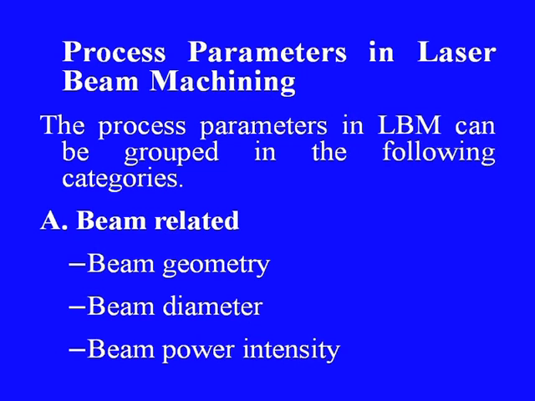Now, let us see the process parameters in laser beam machining. The process parameters in laser beam machining can be grouped in the following categories. A, beam related parameters. These include beam geometry, beam diameter, beam power intensity. Beam diameter and beam power intensity play a very vital role in the sense that beam diameter will define how fine we will be able to cut on the workpiece, and beam power intensity will dictate how intensely we can apply the laser power on the workpiece, how deep we can go with that power intensity and how fast we can cut.